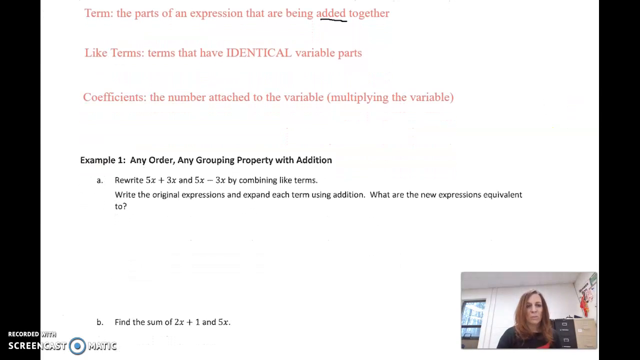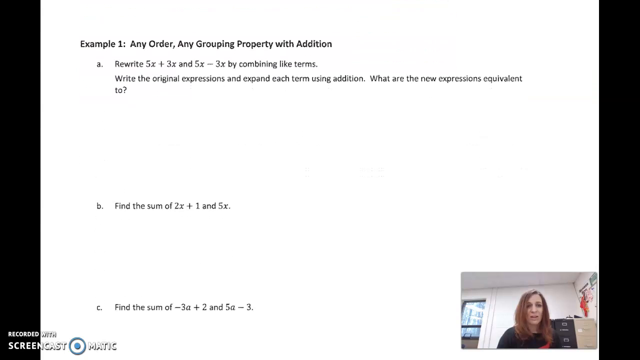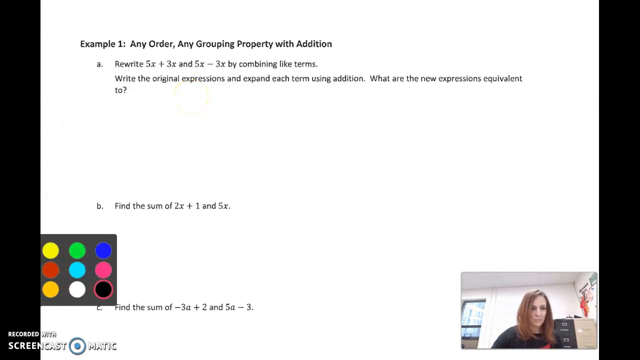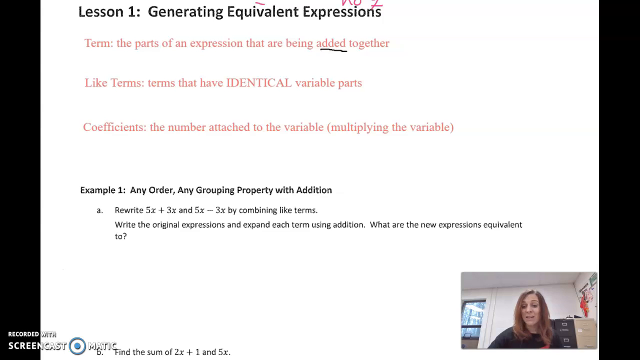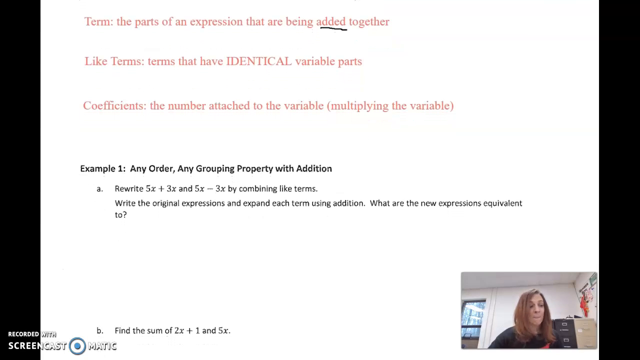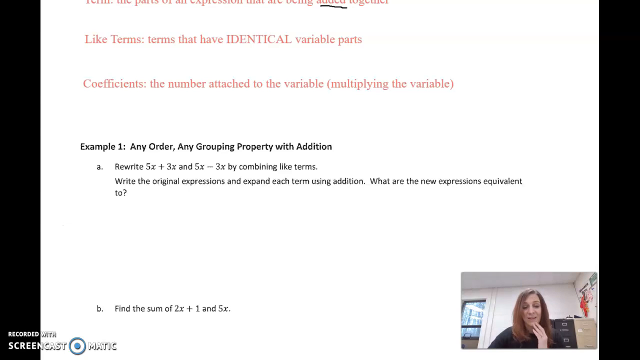Okay? So if we look at Example 1, it says in any order with any grouping property with addition. It wants us to rewrite this and this by combining like terms. Combining like terms. Whew. Struggling with draw the line. And now I'm going to scribble. Okay, let's move on. All right, so like terms have identical variable parts. And when we combine them, we add them together.